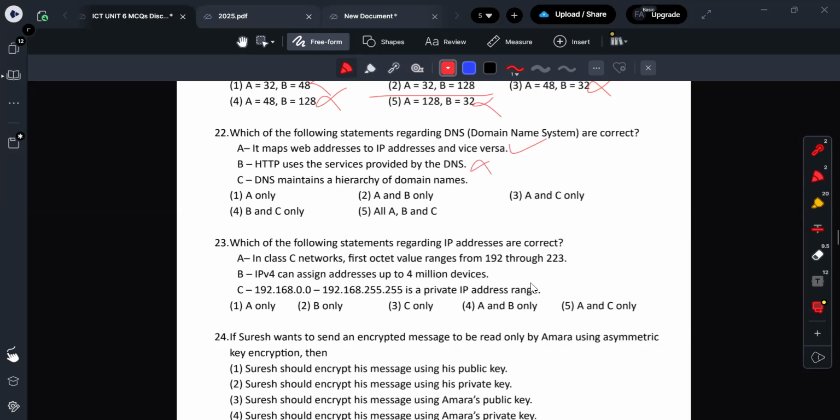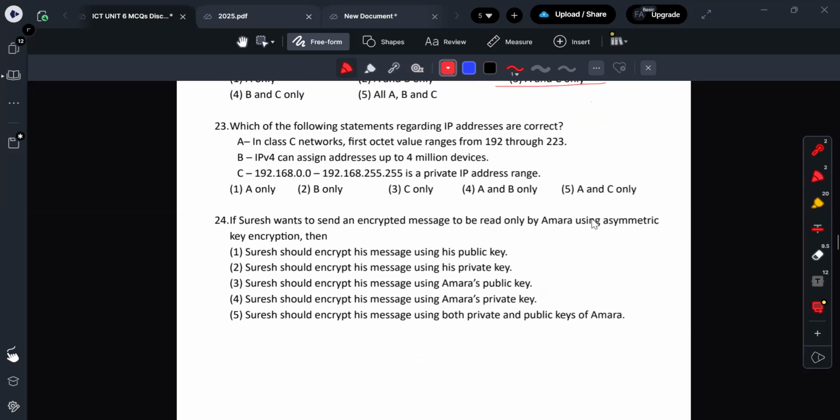DNS maintains a hierarchy of domain names. Yes, there is a structure, right? DNS is structured as a hierarchical distributed database starting from root level, top level domains, and then second levels and all, right? So the answer is A and C only. Clear, no? Now, which of the following statements regarding IP addresses are correct?